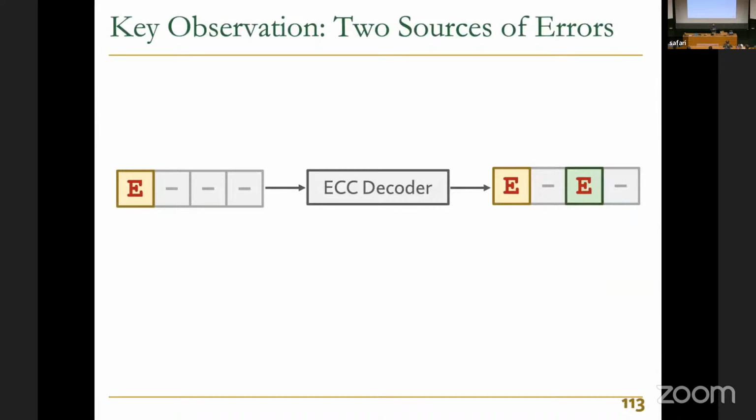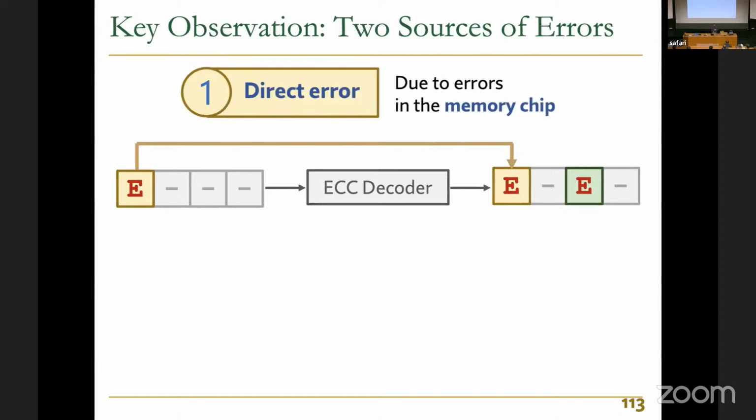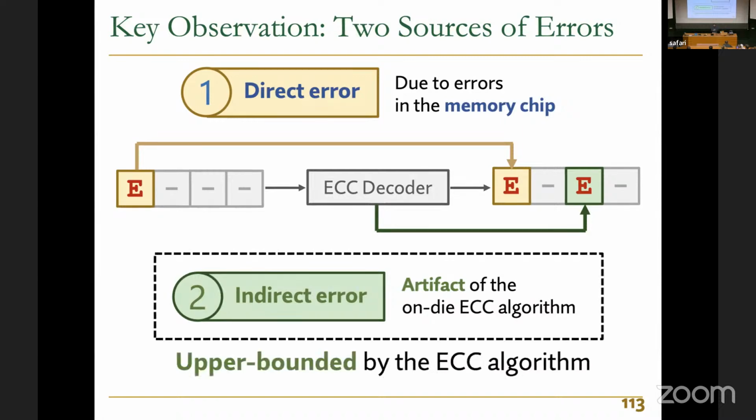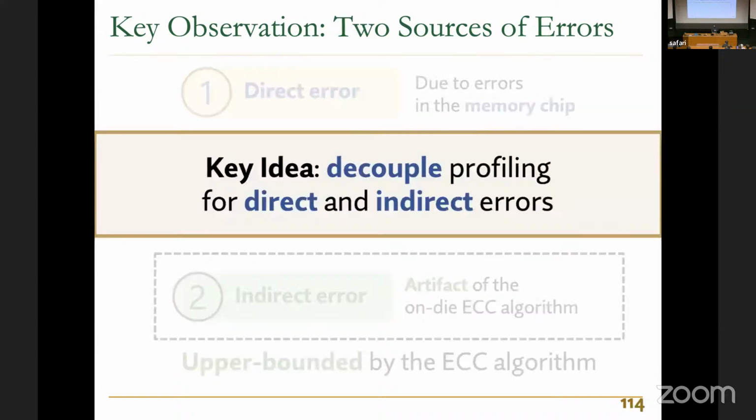So in this context, we basically have two sources of errors. The first one is the direct errors as they appear inside the DRAM circuitry. You can observe them. And the other one is indirect errors. It's a bit flip that is induced as an artifact of the error correction algorithm. So yeah, these errors are upper bounded by the ECC algorithm. It depends on what kind of algorithm you put there. And the key idea is to decouple the profiling for direct and indirect errors here.